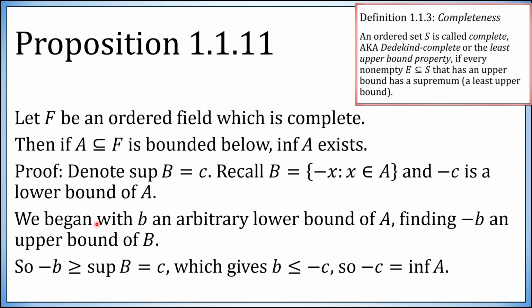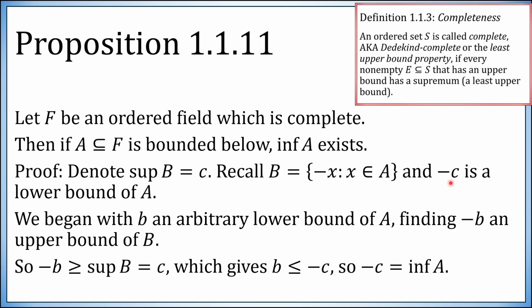But therefore, this number is an upper bound of B, which means it has to be bigger than or equal to the supremum, because the supremum of the set is an upper bound, but it's less than or equal to any other upper bound. So since this number is an upper bound of B, the supremum is less than or equal to it. So c is less than or equal to minus b. In other words, b is less than or equal to minus c.